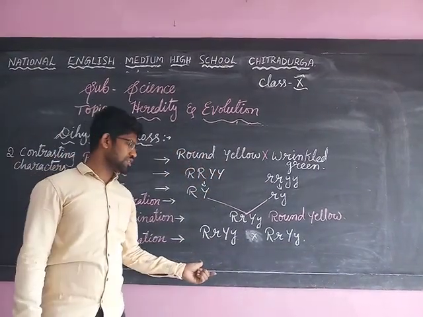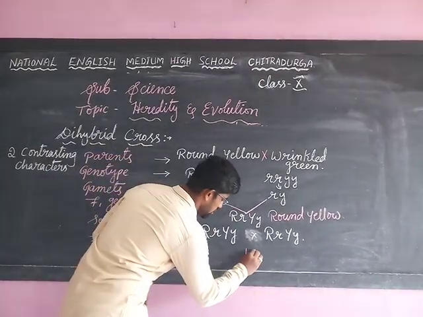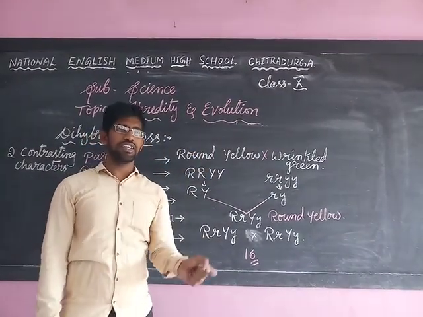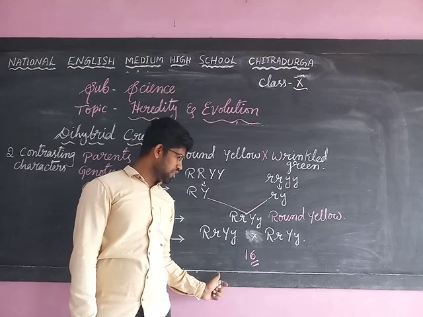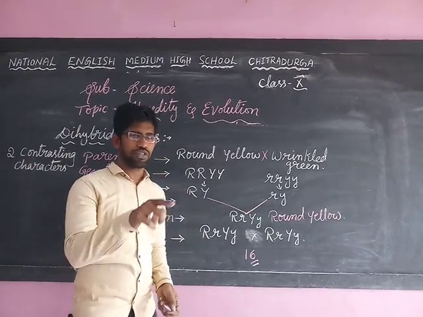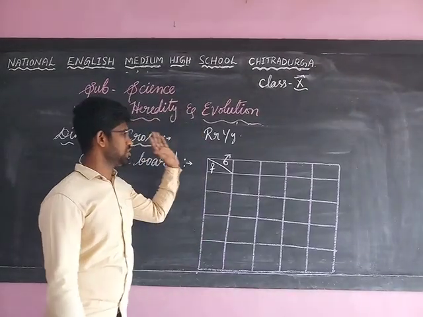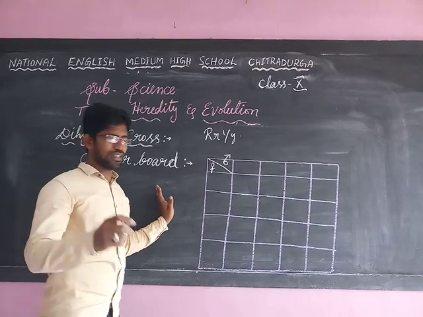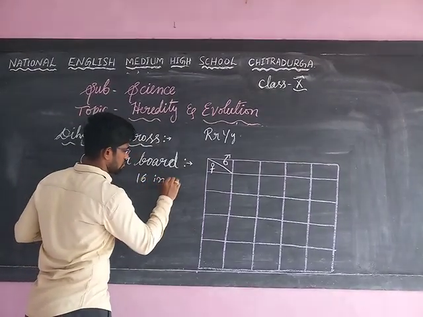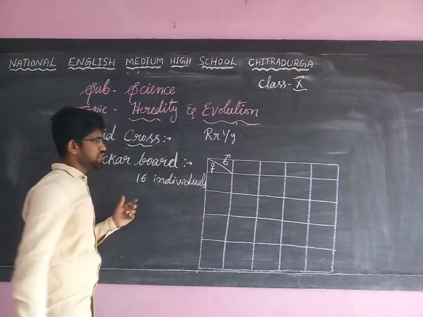we get a total of 16 individuals. These 16 individuals express different characteristics, so we are unable to express them directly. We use the checkerboard. Let me show the checkerboard. Okay, students, come to the checkerboard of the F2 generation. As I told you, we get a total of 16 individuals.